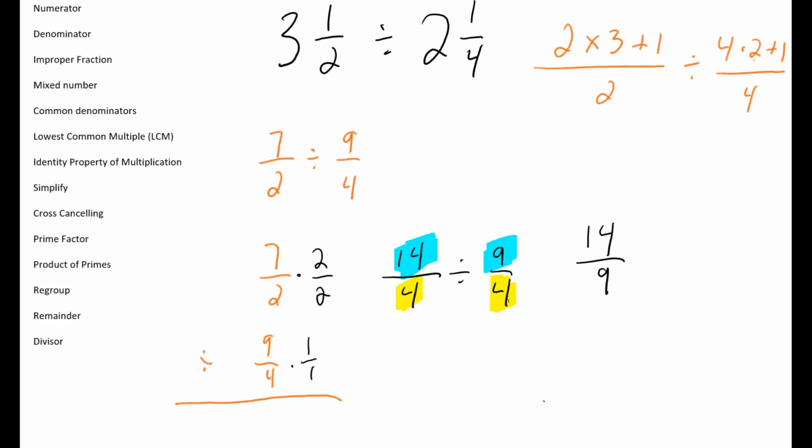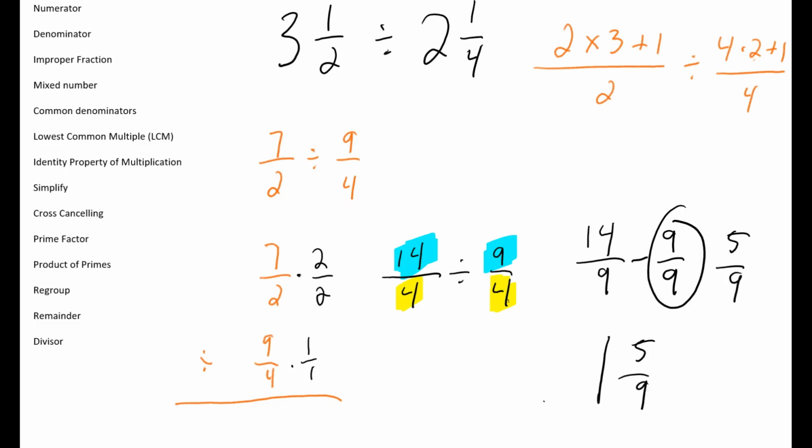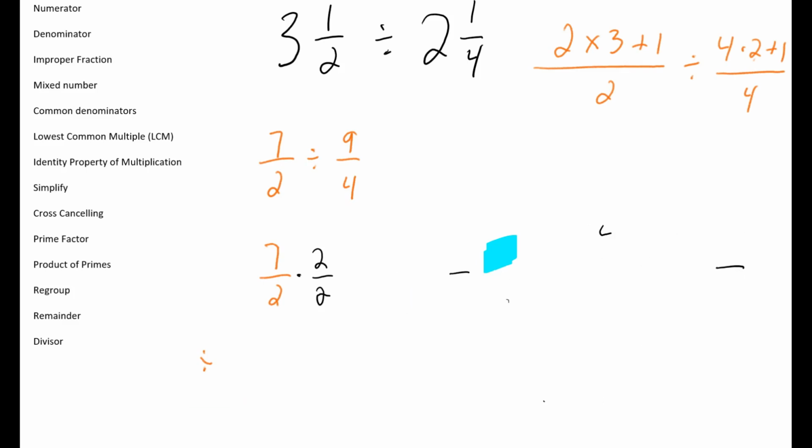All right, so you can divide with keep, change, and flip, or you can divide by finding common denominators and put the left numerator over the right numerator. Then I'm going to pull out my whole number, and I'm going to end up with 5/9. So I end up with 1 and 5/9. All right, so let me review. There's 2 different ways to divide fractions, and both require you to put them all in fraction form. So I need all fractions, so I'm going to write that down. I need all fractions.